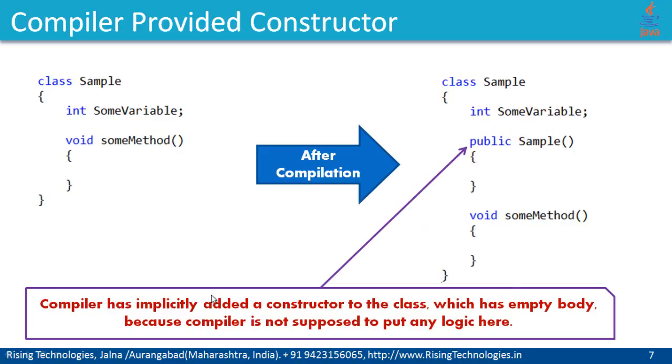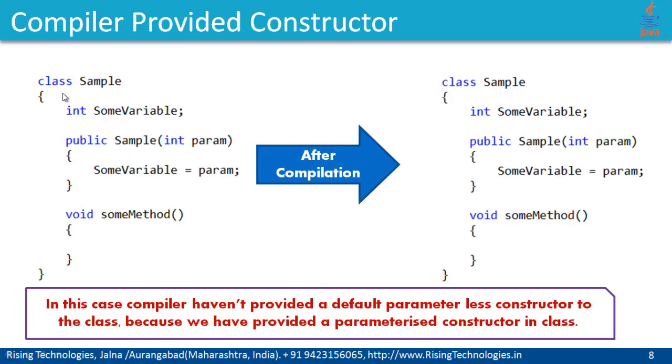But remember, compiler is going to add this default parameterless constructor only when we do not provide any constructor within our class. Now look at this another class. Again, I have created this simple class which contains some data members and some methods. Along with this data member and some method, I have provided a constructor that takes some parameter. So if I compile this program, after compilation this class will remain as it is. Compiler is not going to provide a default parameterless constructor. So default parameterless constructor will be provided by the compiler only when we do not provide any constructor in our source class.